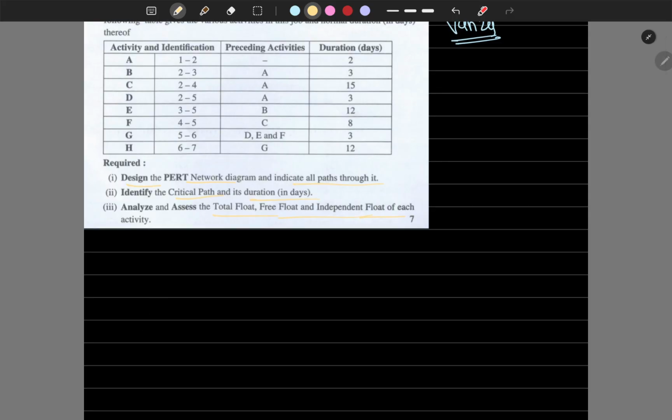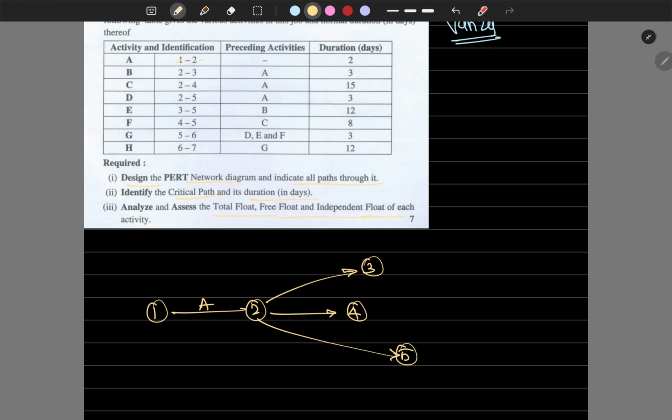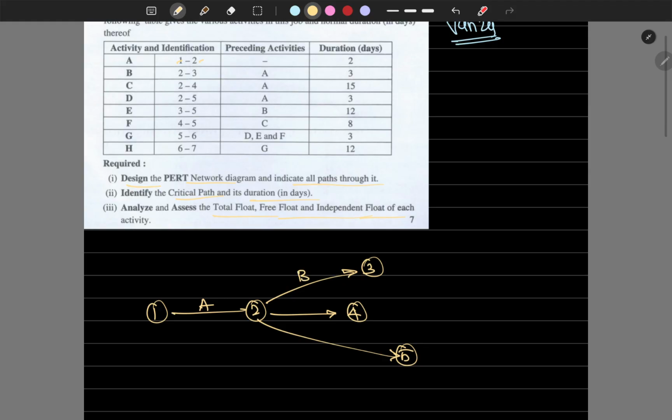First, activity A starts at 1 and ends at 2. Then from 2 it goes to 3, to 4, and also to 5. All these activities are B, C, D. What I have done is, from 2 to 3 I have created a line, 2 to 4 I have created a line, and 2 to 5 I have created a line.